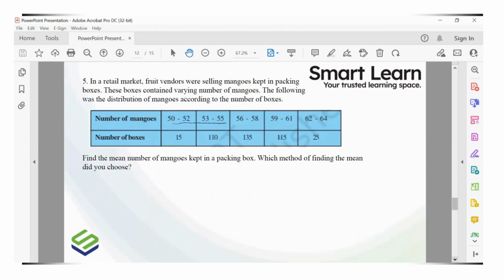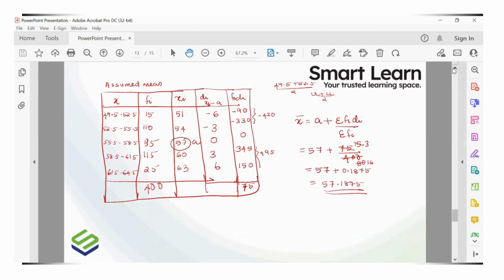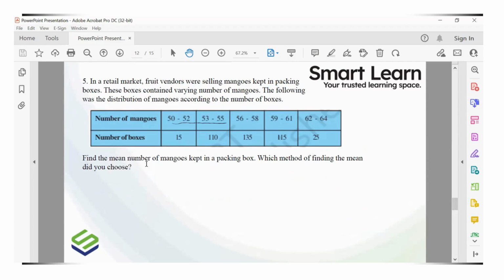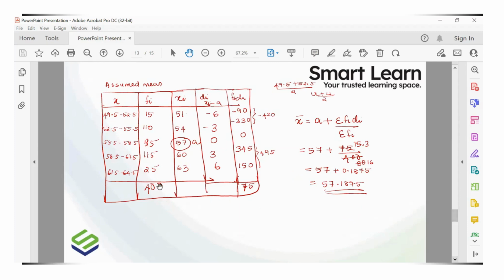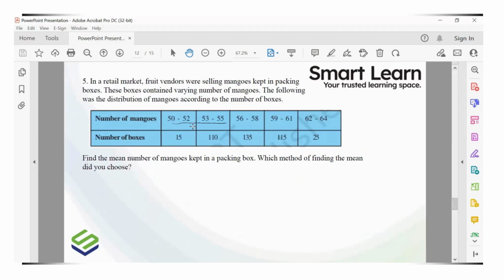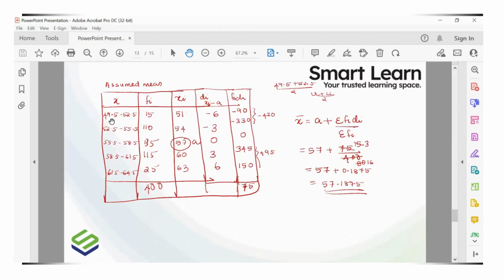Okay, now. Children, here we have to find the mean number. Which method is there? Actually, you have to use the step deviation method. This I am using means here I did the assumed mean method, to understand what is the assumed mean method. Okay, children. So here the problem is, look, here 50 to 52, then 53 to 55. So this data is not continuous. Okay, that means you have to subtract 0.5 from the lower class limit and add 0.5 to the upper class limit.